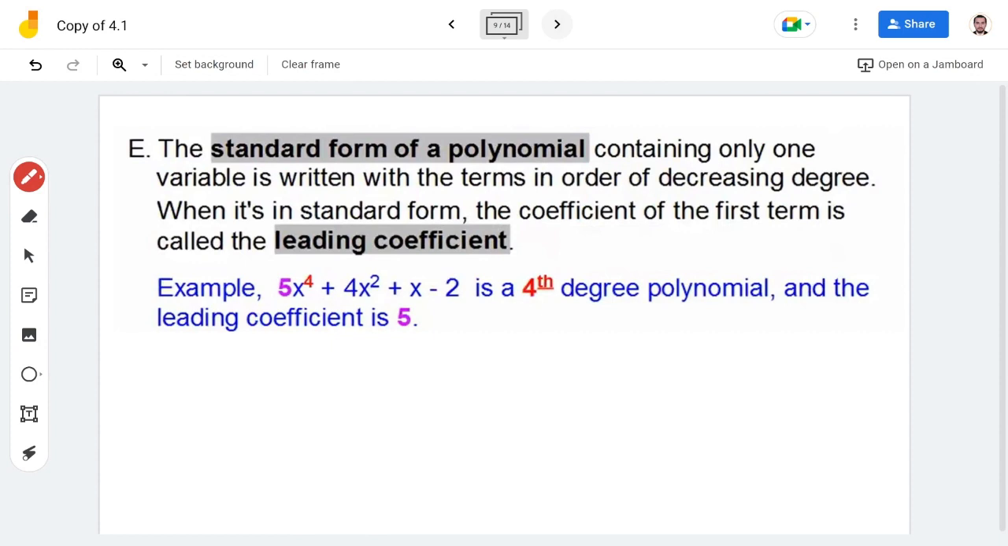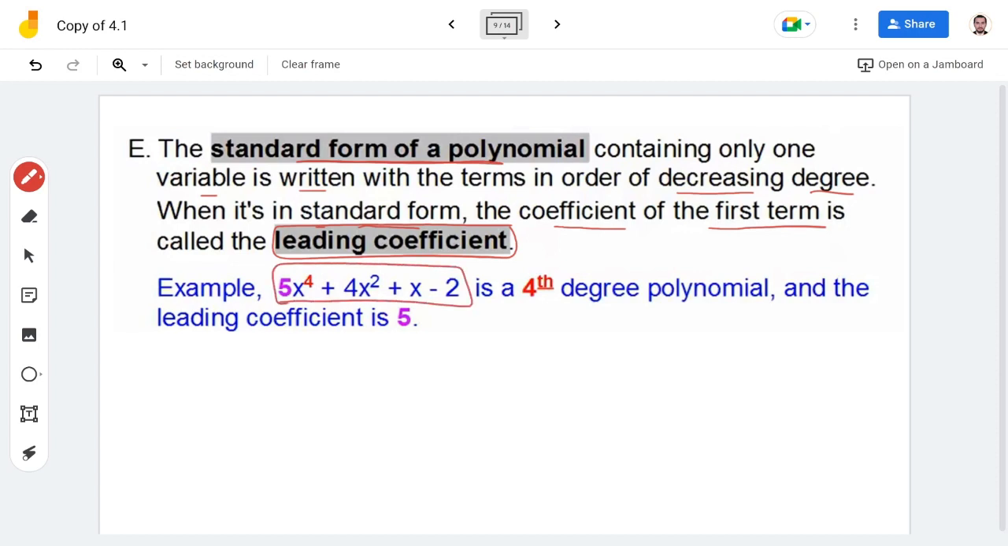Now the standard form of a polynomial. A polynomial containing only one variable is written in standard form with terms in order of decreasing degree. When it is in standard form, the coefficient of the first term is called the leading coefficient. What does that mean? Let me give you this example here.